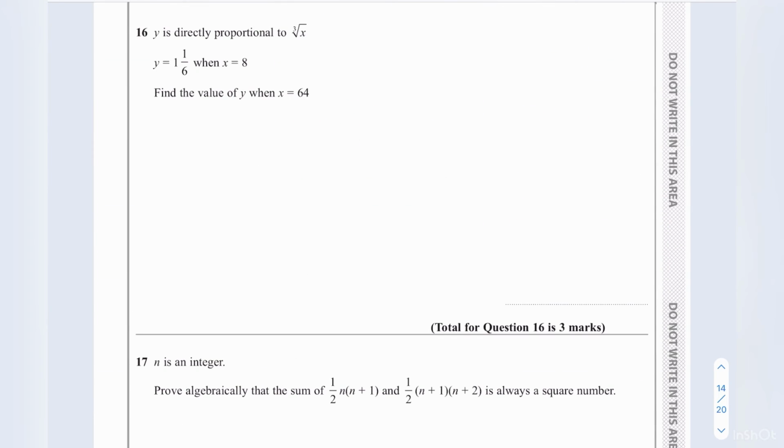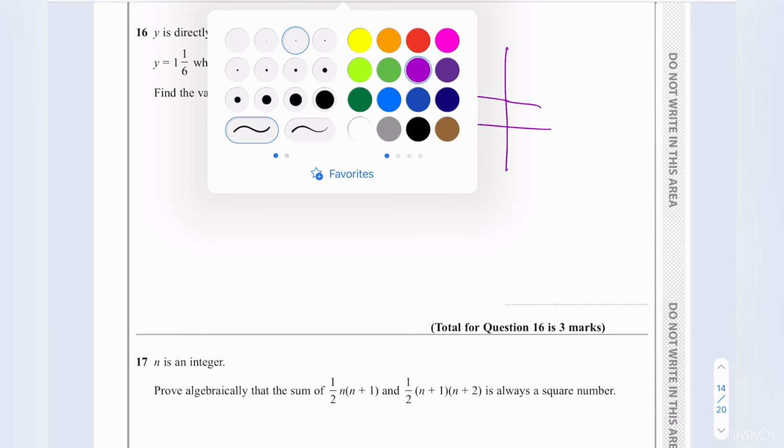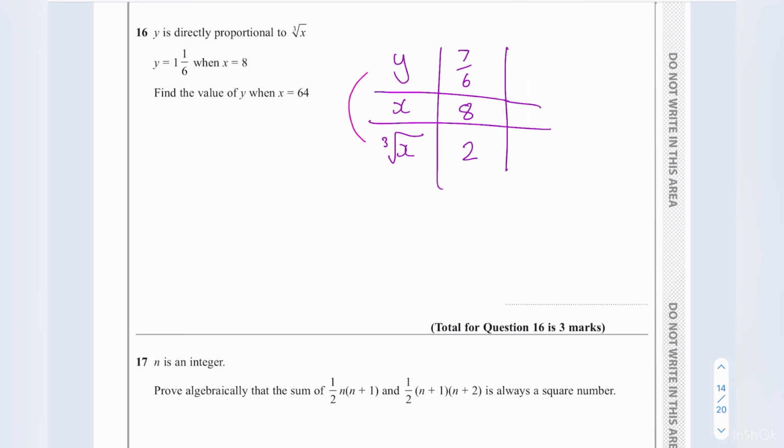Question 16, y is directly proportional to the cube root of x. So again we set out our table. Y is 1 and 1/6, so I'm going to rewrite that as 7 over 6 when x is 8. The cube root of 8 is 2. So the tricky part here is spotting the link. How do you go from 2 to 7 over 6? Or how do you reverse? How do you go from 7 over 6 to 2?